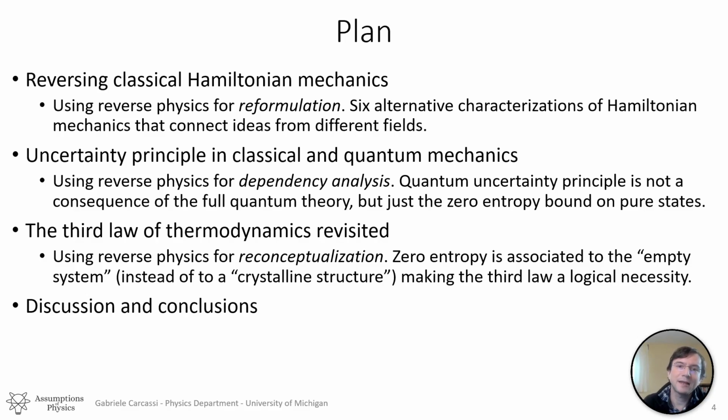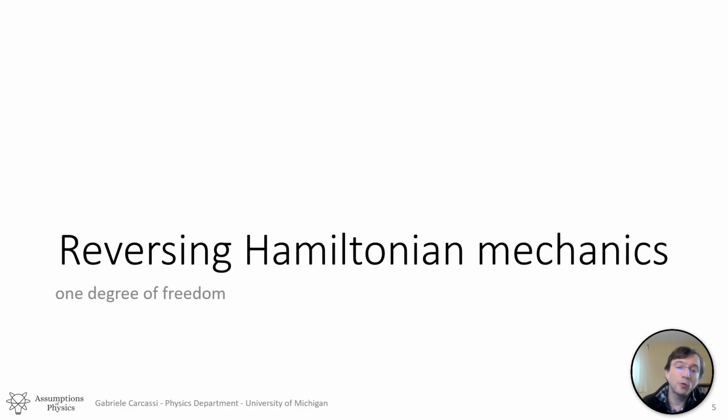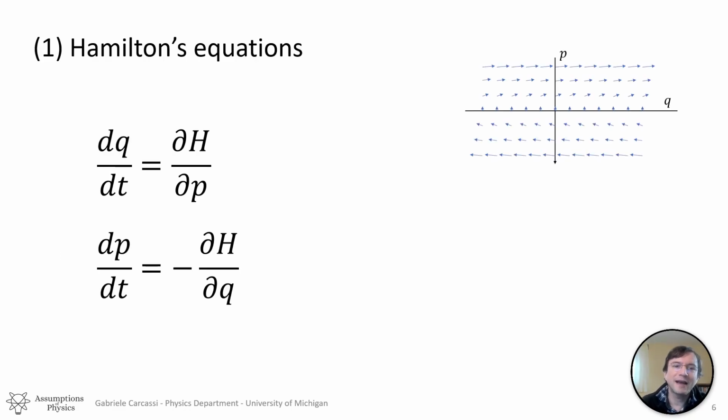Okay, so let's start with classical mechanics. People who are familiar with my channel or the rest of my work will recognize some of the results. But let's start with standard classical Hamiltonian mechanics, standard Hamilton's equations: dq/dt equals partial p of H, and dp/dt equals minus partial q of H. So the idea is that at every point we have a displacement field that tells us where the states are going to evolve in time.